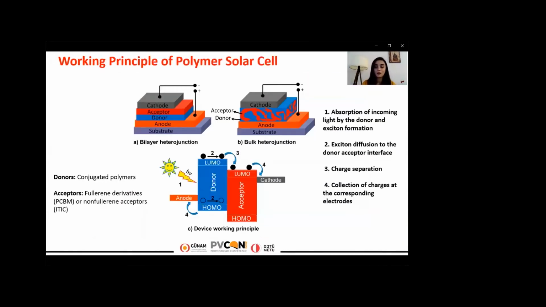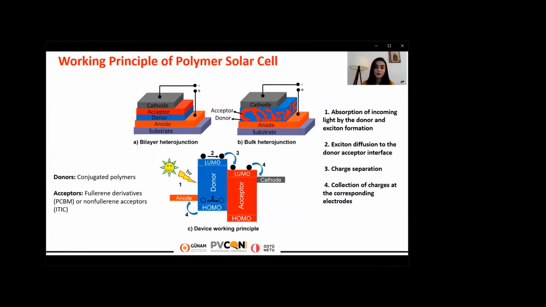One kind of polymer solar cell is the heterojunction solar cell, which can be bilayer heterojunction or bulk heterojunction. In bilayer heterojunction, the donor and acceptor are separate materials, but in bulk heterojunction, the donor and acceptor are in the same solution.